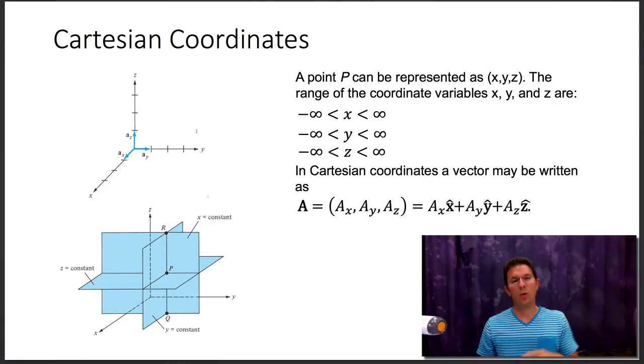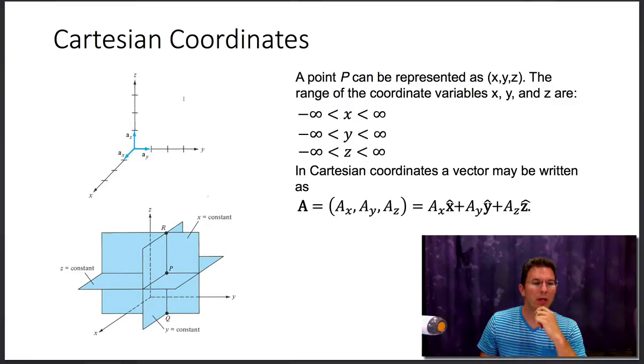No matter where you are in space, the x unit vector points in the same direction. So if I'm, for instance, at the point 3, 4, 5, somewhere out in the first octant, I should say, in three dimensions, the x hat vector still points in the same direction. It's not a function of position, and neither is the y hat or the z hat vector, and that's an important point that we'll come back to later.